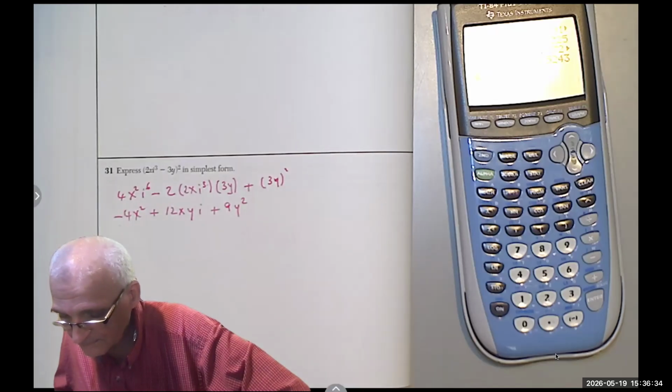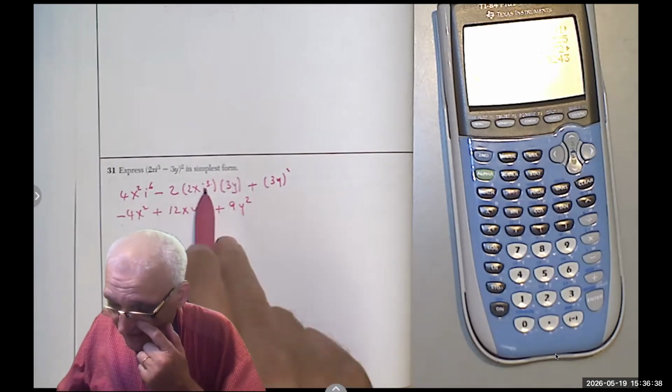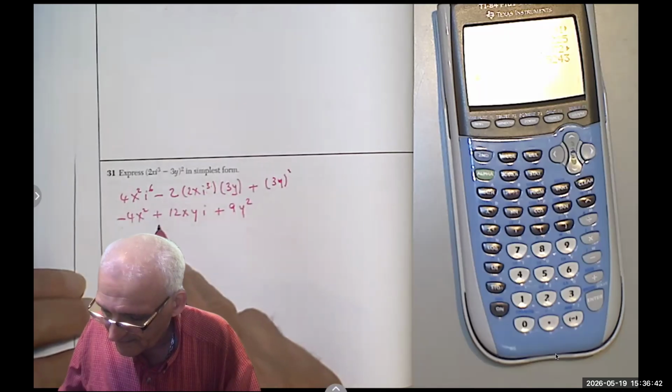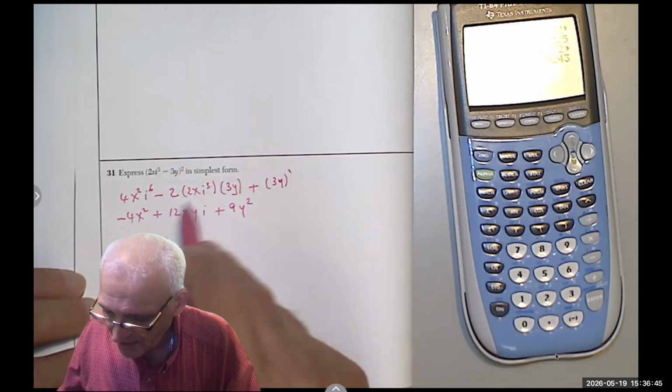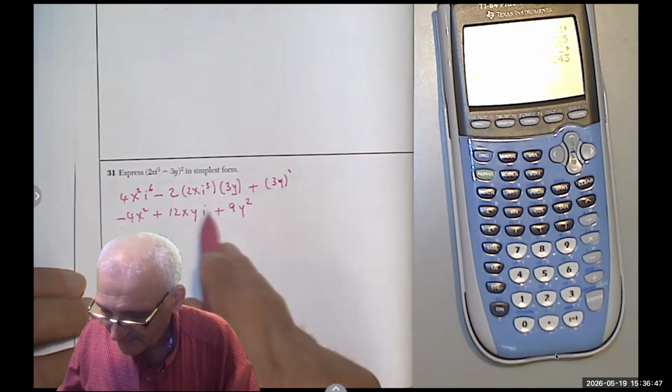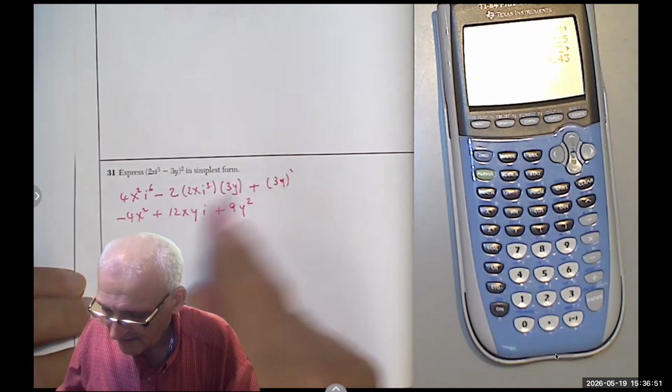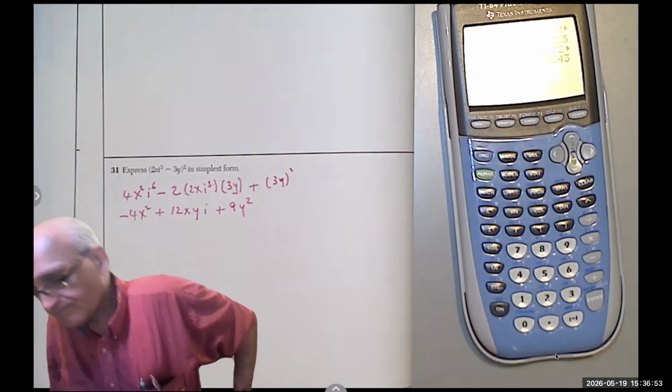Okay, that basically should be it. Because i cubed is never negative i. Negative times negative is positive. So the negative i cubed becomes positive i. 2 times 2 times 3 is 12. I have an x, I have a y, and that's it.